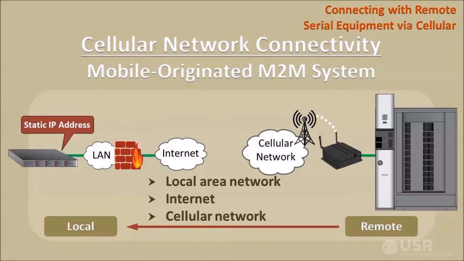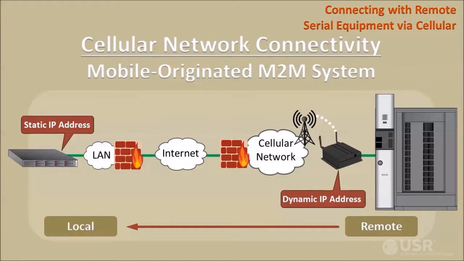The gateway will be connected to a cellular network, which gives it access to the internet. The cellular network may or may not have a firewall to protect it from threats on the internet. For a mobile-originated system, the gateway will normally be provisioned with a dynamic IP address on the cellular network. This type of provisioning is very common and is available from any cellular service provider.